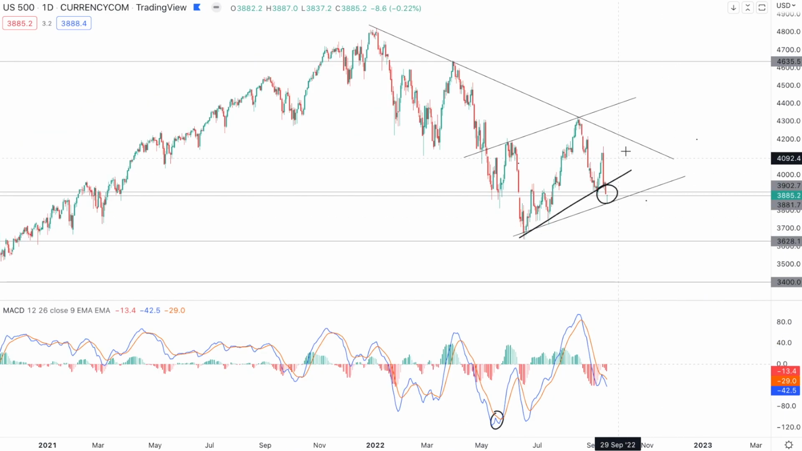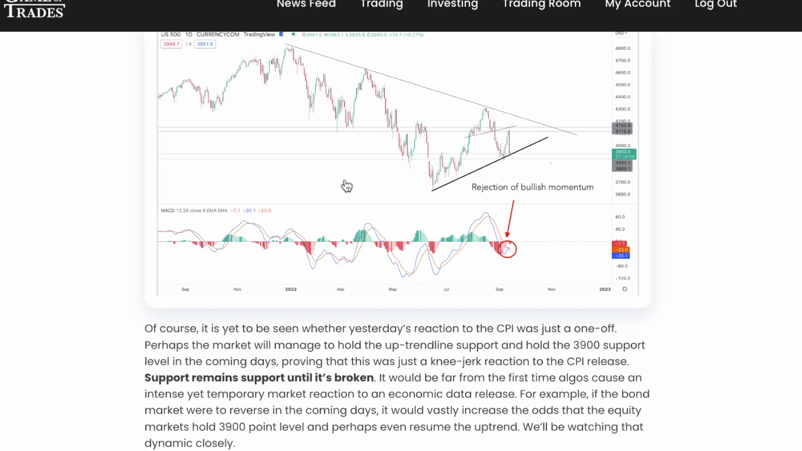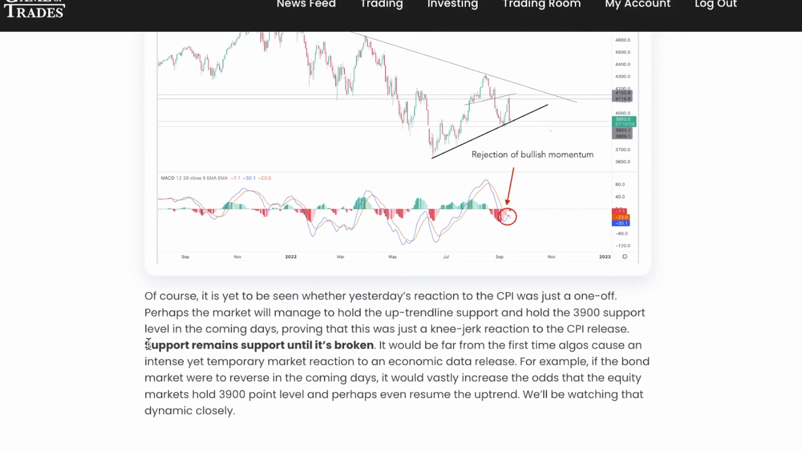If you're just focused on one single economic data release and you're paying too much attention to one market reaction, you're going to get whipsawed around. The algos take over, they create these massive spikes in market volatility that are not necessarily always representative of a larger trend. And that's what we wanted to highlight in yesterday's article for our members. Support remains support until it's broken. Objectively, price is at support right now.